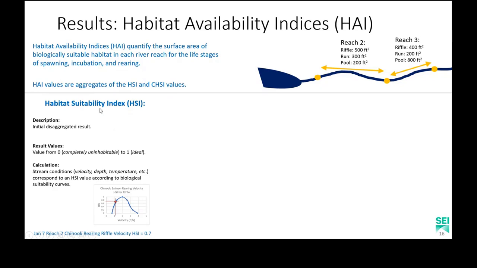And an example of this is you have on a given day, January 7th, on a given reach, reach 2, for a given species, Chinook, a given life stage, rearing, and then a given habitat type, riffle, you have an HSI. So there are many, many of these results that are generated. And in this example, it's 0.7. So it's close to ideal.